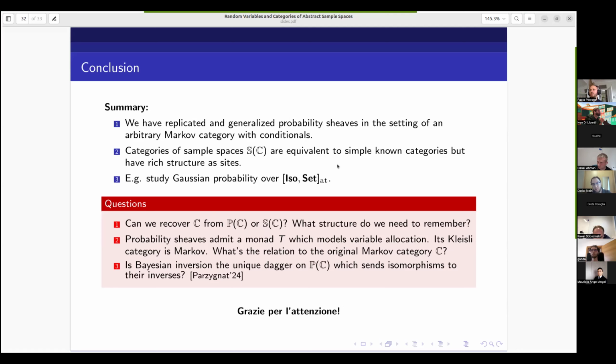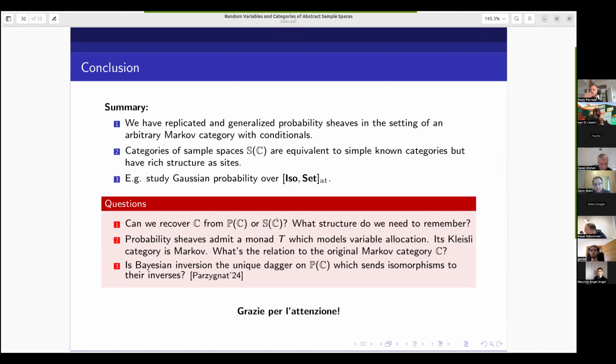So we recognize all of them, and I hope there will be a cool way of studying, say, Gaussian probability over a sheaf category like this, over isometries, which, if you know nominal sets, again, this really looks like a generalization of nominal sets to a kind of continuous setting. I'll end with a bunch of questions.